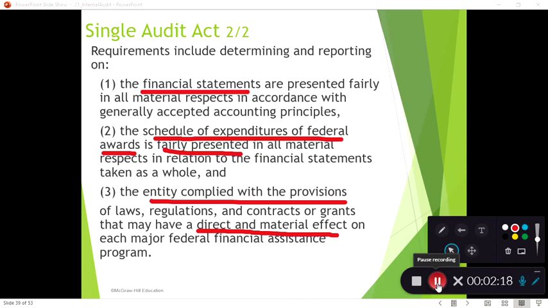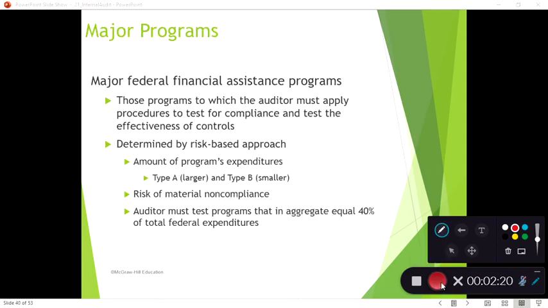Now we're getting into this federal financial assistance program. So how do they determine which assistance programs to test? And they are going to look for compliance and also look for controls over the program. They're going to use a risk-based approach, just like all auditing does, right? So it could be the amount that they're going to look at. What's the risk if there's non-compliance? Or what's the risk of material non-compliance? Like some programs may be easier to administer than others, right?